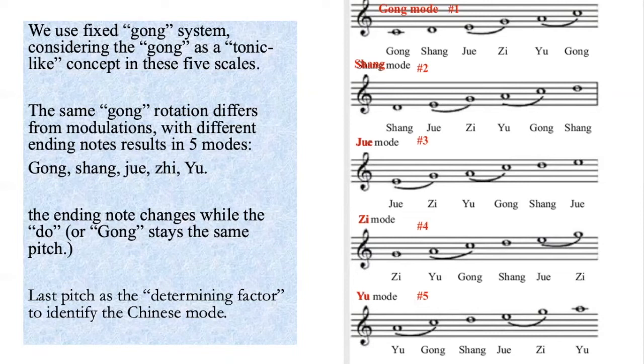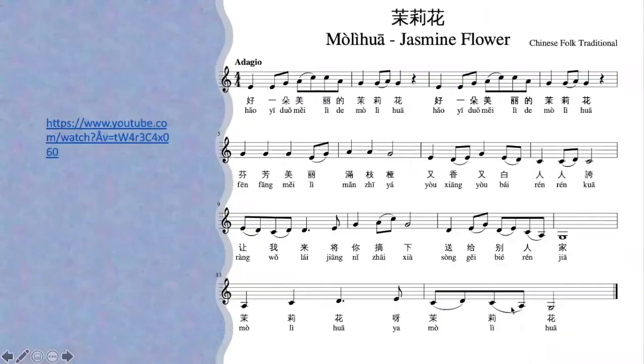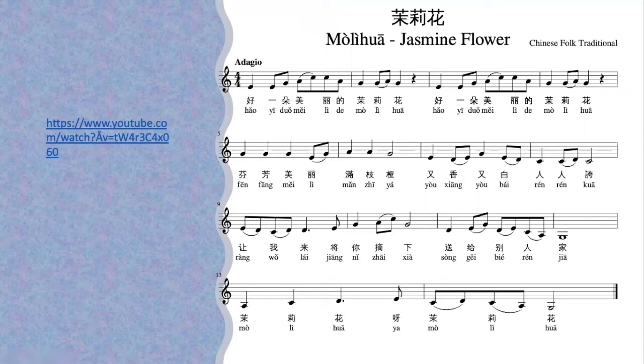Take a look at Jasmine Flower again. La, do, re, mi, do, re, do, la. So here is the last phrase. And the very first phrase, measures 1 and 2, ends on G, scale degree 5. Measures 3 and 4 also end on G, scale degree 5. Alright, there's only one mode that ends on scale degree 5, and C is the tonic-like note here. Which mode is that?